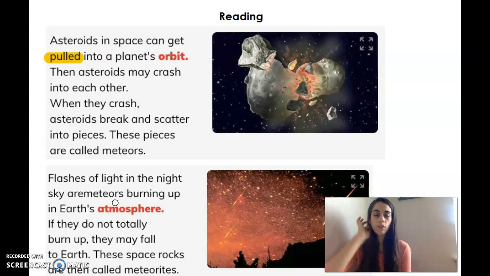Okay, now we're going to look for other words that we already know. Vamos a buscar otras palabras que ya sabemos. I know the word planet, so I'm going to highlight planet. Yo sé la palabra planet, así que voy a subrayar planet.